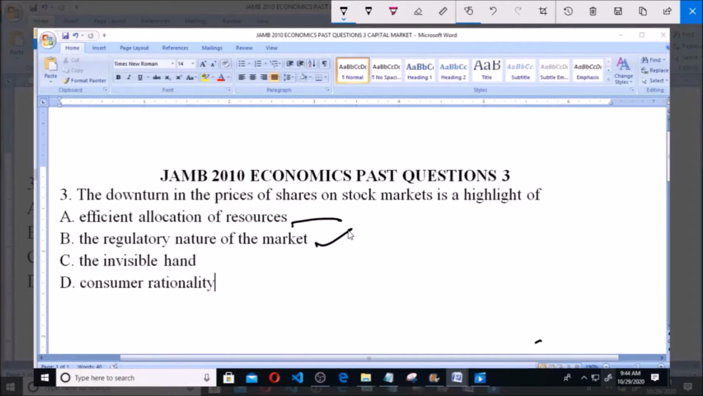The stock exchange is a regulator of the markets, the capital markets, and the shares. What we deal with in the stock market is securities, such as shares and stocks. So the invisible hand, which is option C, is not part of it. Consumer rationality is not part of it. So the stock exchange is a regulatory market, and because of the regulatory nature of the market, the price turns to either going up or coming down.